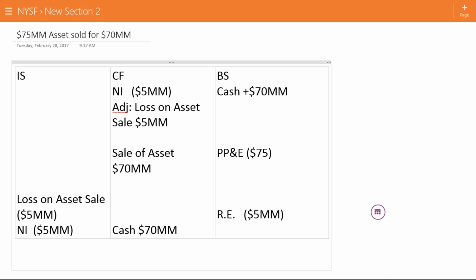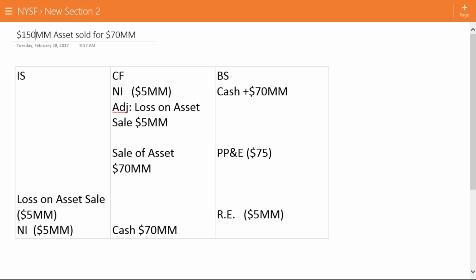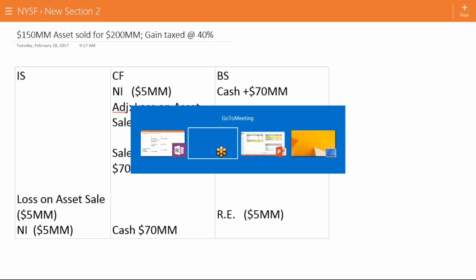Now, let's take this a step further. Taxes, your tax on gains. Let's say we have an example of an asset that we sold for $200 million. It's worth $150 million, so we got a big gain. And we're taxed at 40%. Sometimes taxes are really high on capital gains, but let's say we're taxed 40% on that. Think through what happens now with the implication of taxes. So we have a $150 million asset sold for $200 million, gain taxed at 40%. Think about that, and we'll go through it together.